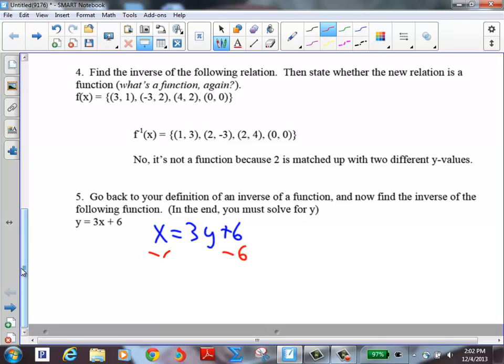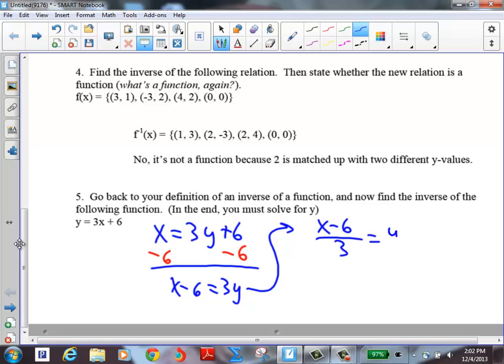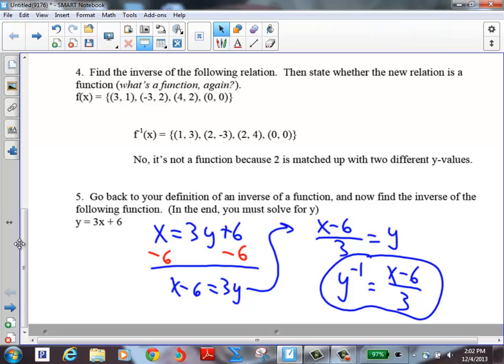So I will subtract 6 from both sides. And then we'll divide both sides by 3. And again, we talked about when we find the inverse, we want to show that with notation. So I will put our notation there for the inverse. And there's our inverse.